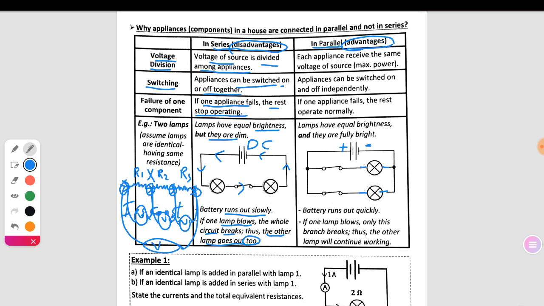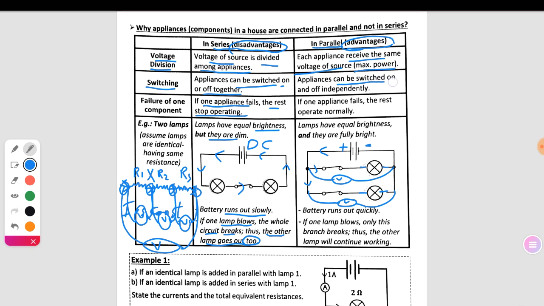When we use a voltmeter to measure the potential difference between these points and another voltmeter between 2 points, we observe that the reading of the voltmeter is constant. This means voltage does not divide in parallel connection, but the current is divided while the voltage is constant. Each appliance receives the same voltage. This means it gives maximum power.